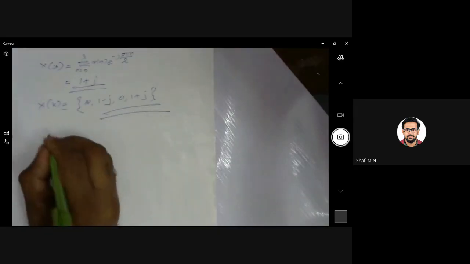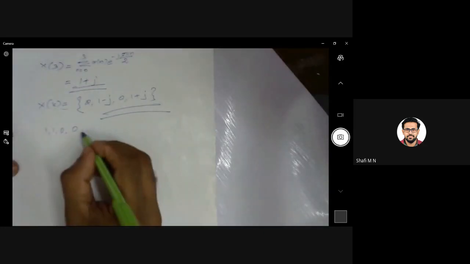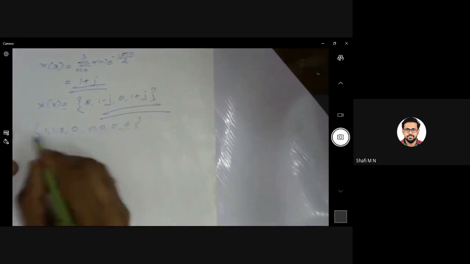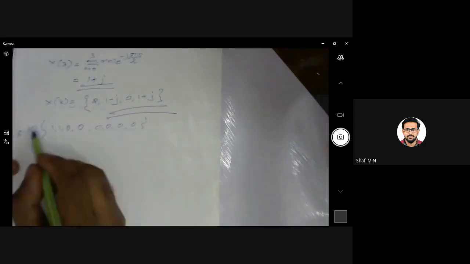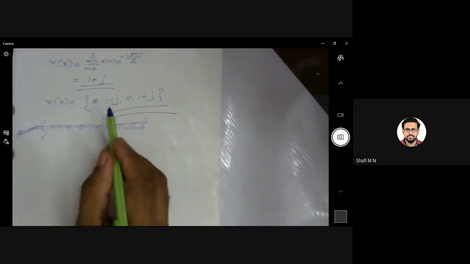Now you can also find the 8-point DFT for the sequence. If you are asked to find the 8-point DFT, what will you do? You have to increase the number of samples. The sequence is now 1 1 0 0, right? You add 4 more zeros, and then find the 8-point DFT. That's all. Now I will give you a shortcut to find this answer in less than 1 minute.